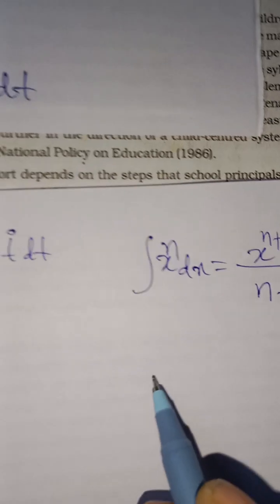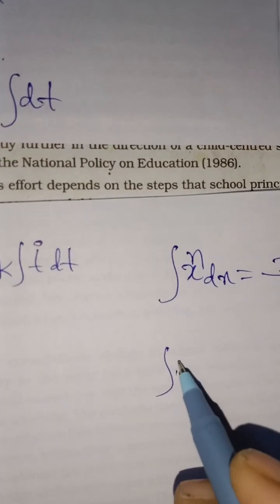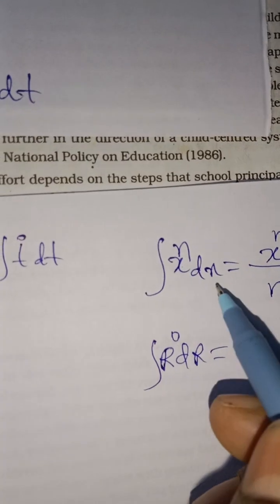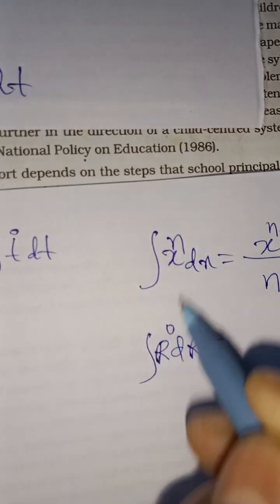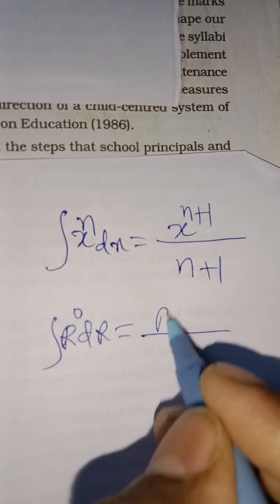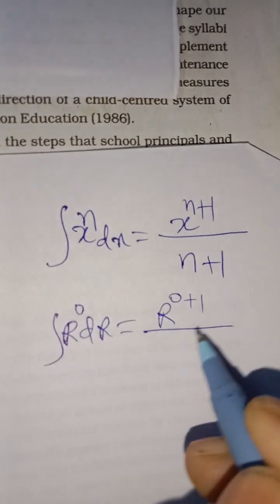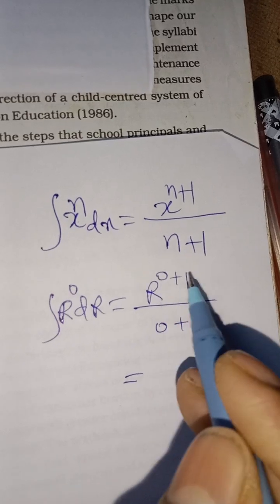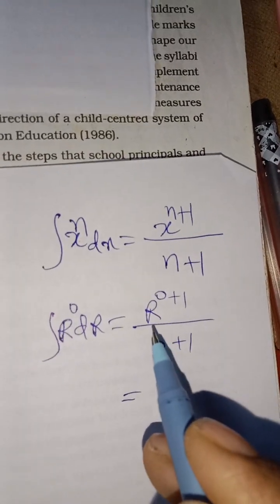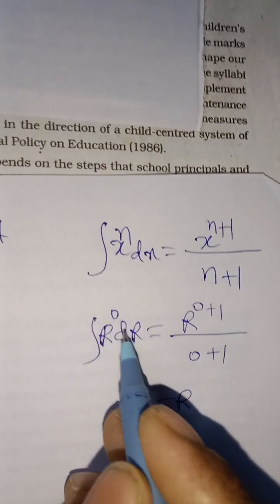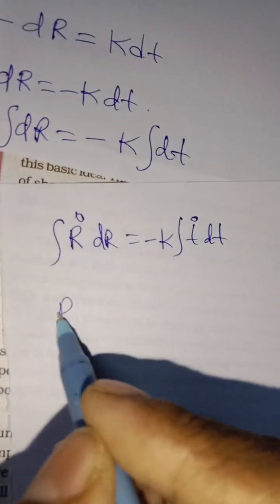If you write integration R power 0 into dR, in the place of x, R is there, and in the place of n, 0 is there. Apply this formula: R power 0 plus 1 divided by 0 plus 1. Simplify it. R power 0 plus 1 means R power 1, which is R only. R divided by 1 means R only. Therefore, integration dR is equal to R. Substitute this in the place of integration dR.